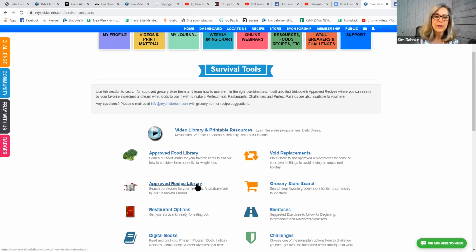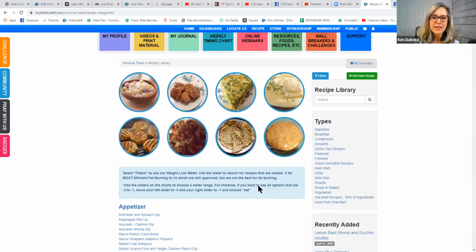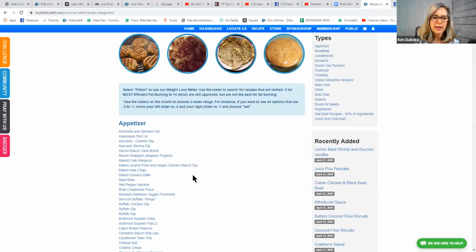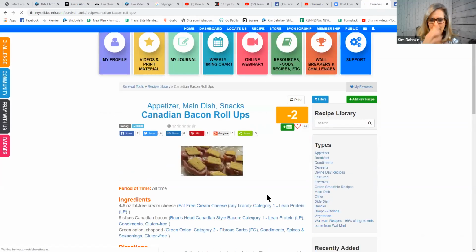Okay, then your recipe library is really great. You click right there. These foods right here change on a regular basis. I don't know if y'all knew that, but those change so that you can have some new foods to look up that look appetizing. So let's say that you want to, over here, it's by the type of food. And then over here, it's by type, but listed out underneath there, okay? So let's say that I want to make these Canadian bacon roll-ups. All right, I'm gonna click on that.